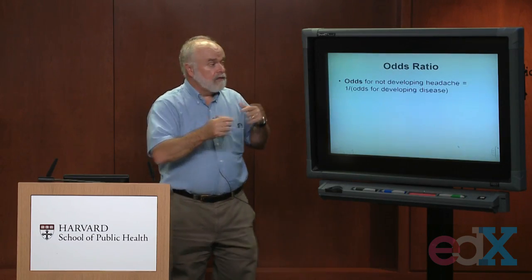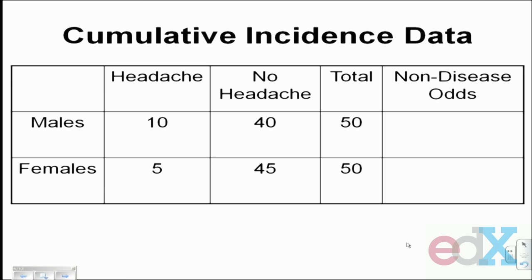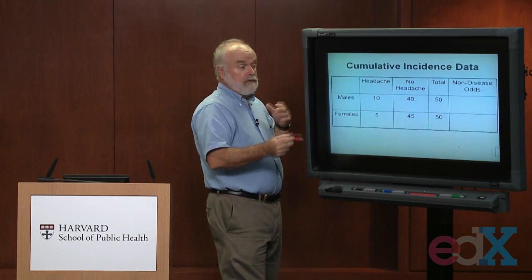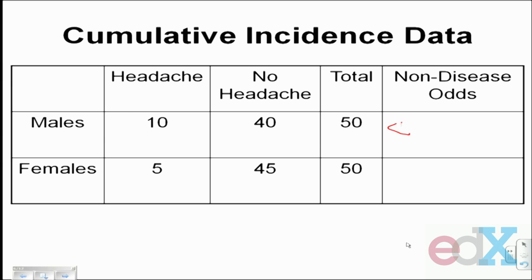Well, it turns out that if I gave you the odds of developing a headache and didn't give you the data, you could calculate the odds of not developing a headache by just flipping the number I gave you. The odds of not developing disease is always equal to 1 over the odds of developing disease. So, for example, in the previous example, we were focusing on headaches, and I was reporting the odds of developing headaches, 10 divided by 40. Well, the odds of not developing a headache is just the inverse of that, the flip of it, 40 divided by 10.